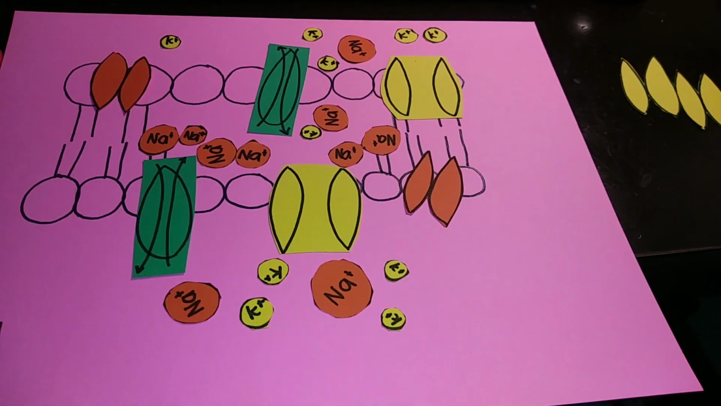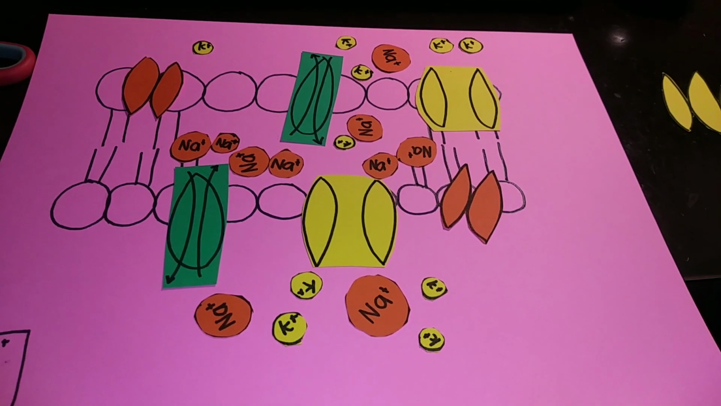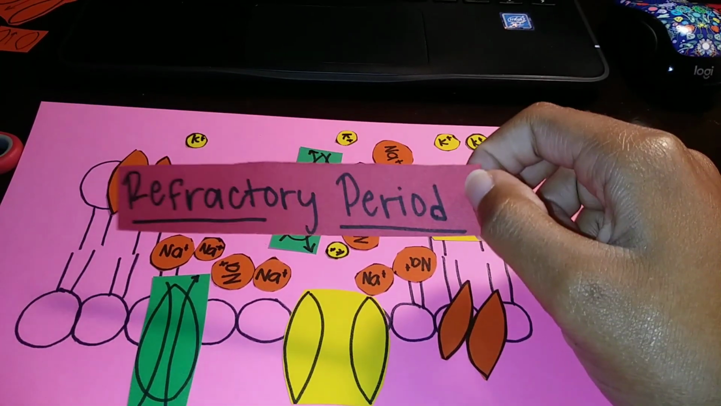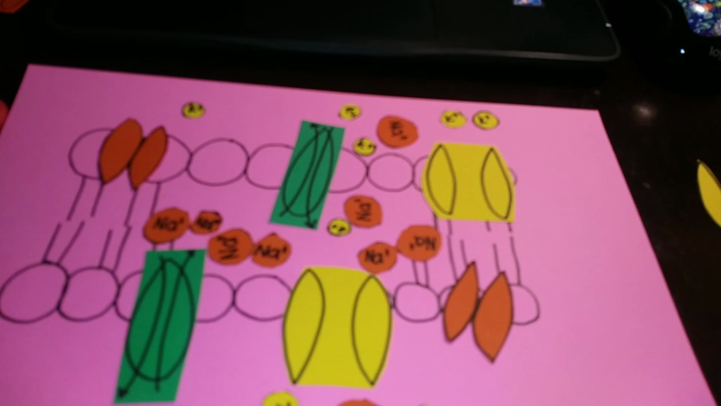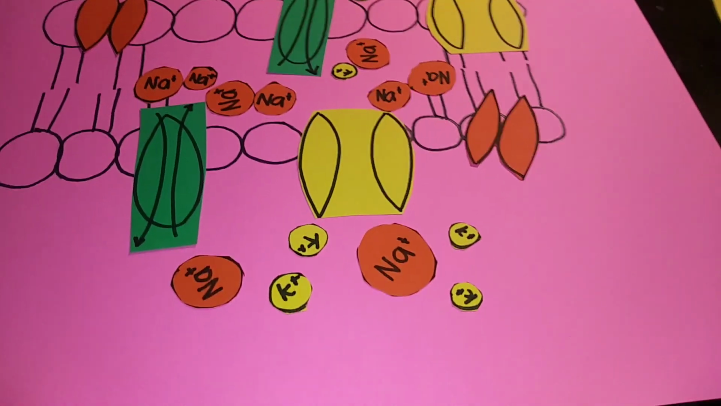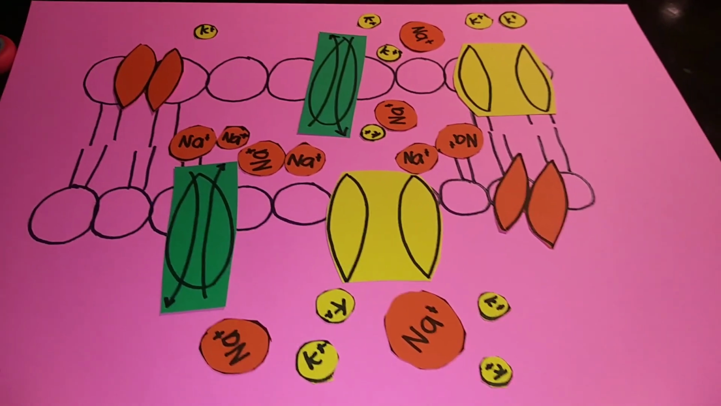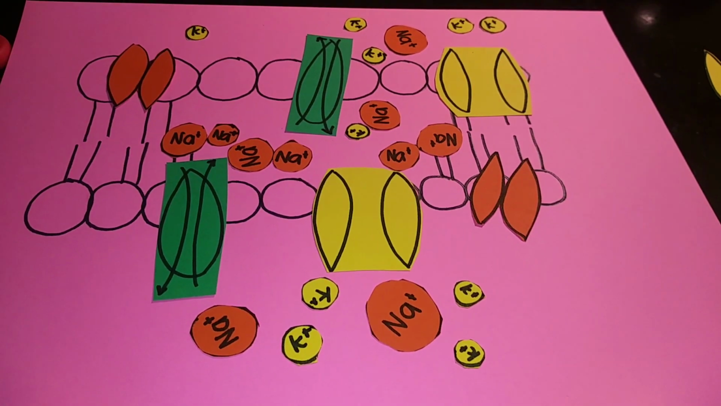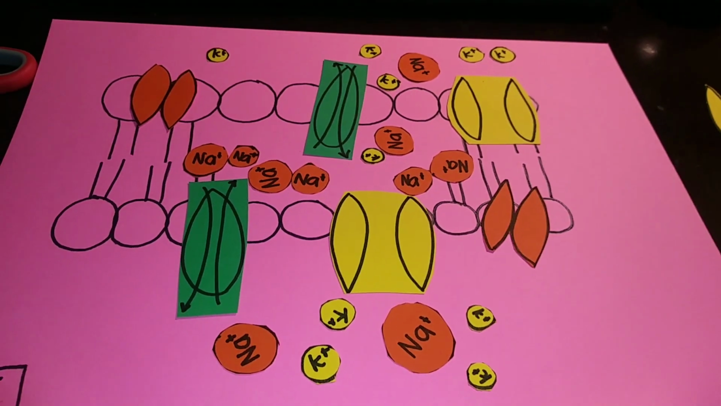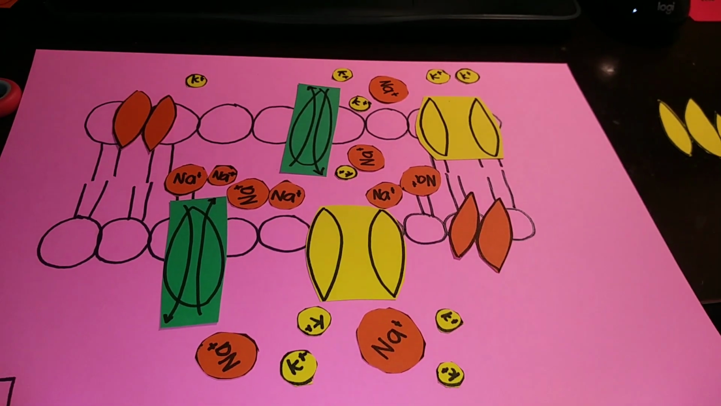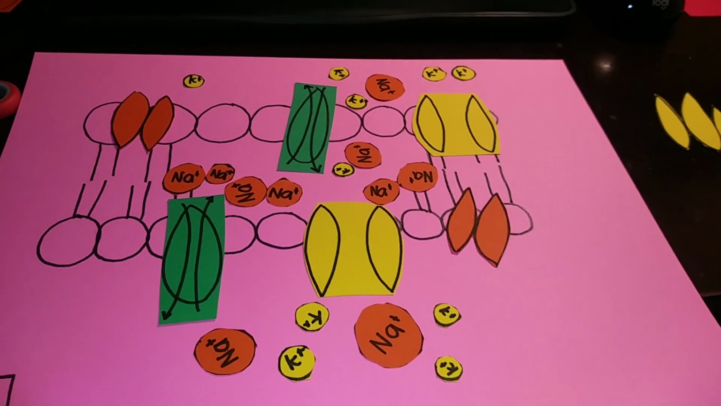Okay, now we're going to talk about the last step, which is the refractory period. We're finally getting to the refractory period. In this period, all it's trying to do is get back to its normal state, the state it was before the action potential started. So we're getting back to the resting membrane potential. This cycle just goes around and around.